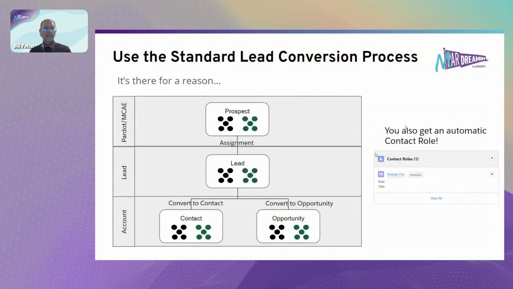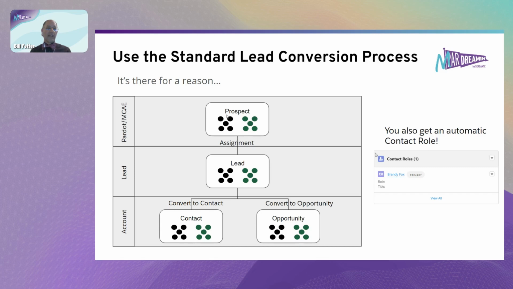So let's talk about lead conversion, and I'm a big proponent of how to use this properly. Use the standard lead conversion process to make this work. It's there for a reason, because of what you end up doing when you have all of these. I'm using these five pips here to represent the five UTMs for both first and last.